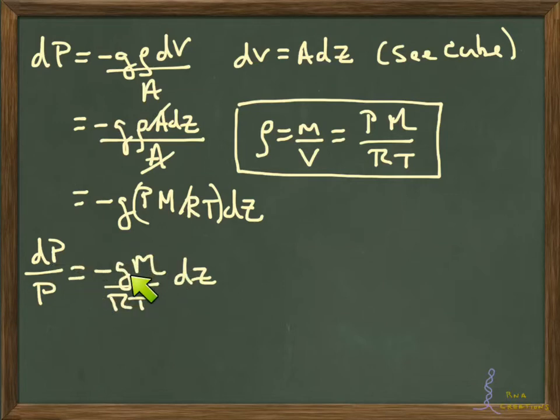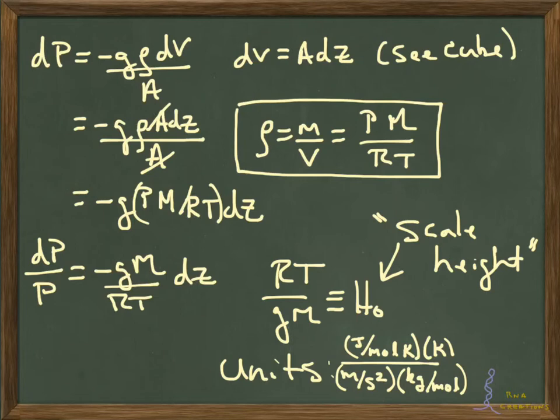These four terms are essentially constant with respect to distance. Temperature varies slightly, but we'll neglect it in this simple derivation. If we take these four constants and invert them, we have this expression, and this is equal to the scale height. We can then do a unit analysis. We take R in terms of joules per mole Kelvin, temperature in Kelvin, acceleration due to gravity in meters per second squared, and molecular weight here in kilograms per mole to be in SI units.